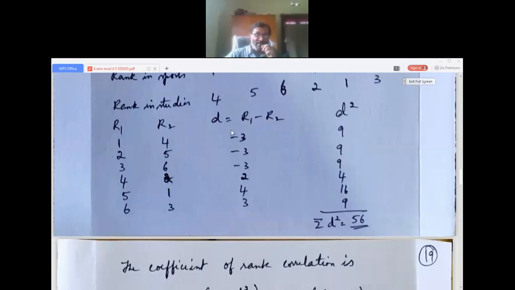So we find D. D is R1 minus R2. So very simple. 1 minus 4, minus 3. 2 minus 5, minus 3. 3 minus 6, minus 3. 4 minus 2, 2. 5 minus 1, 4. 6 minus 3, 3.